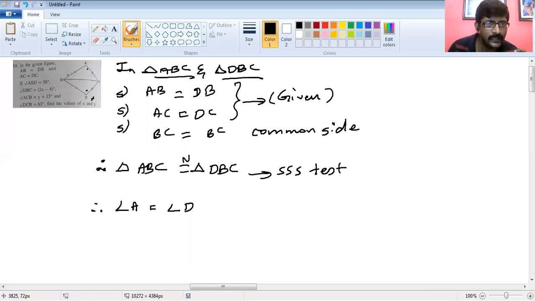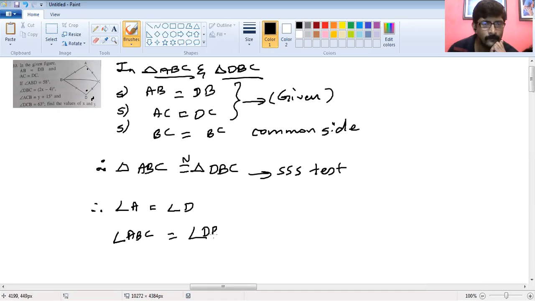We can say angle ABC is equal to angle DBC, isn't it? Also, angle ACB is equal to angle DCB by CPCTC, isn't it? These two will be equal, and these two would be equal. Why? Because corresponding parts of congruent triangles are congruent. I hope you understood what I put the dots over there. Okay. So also we can say that angle ABC is equal to angle DBC.